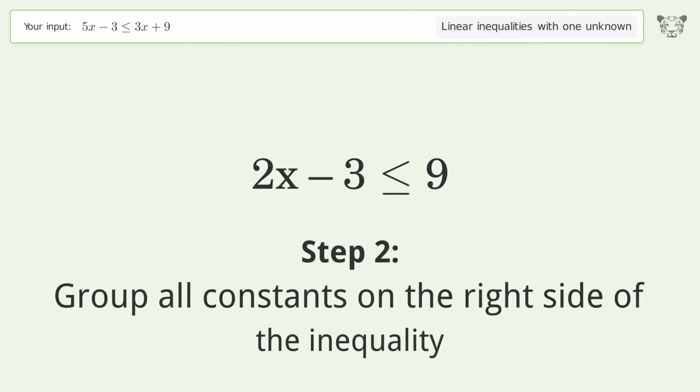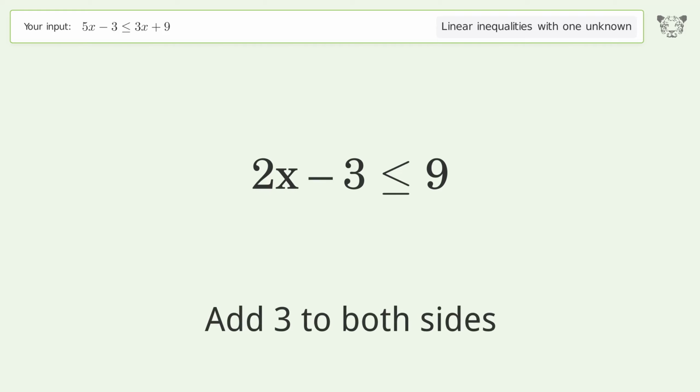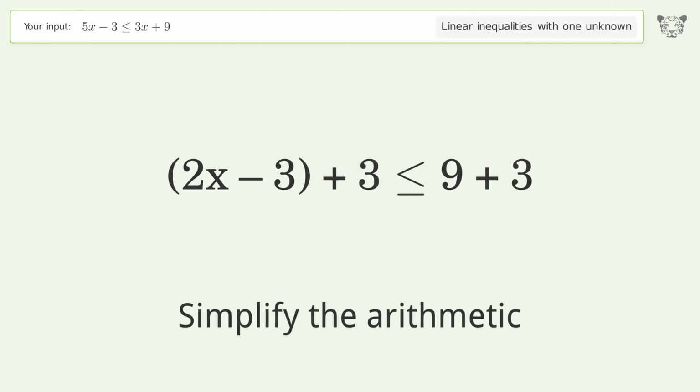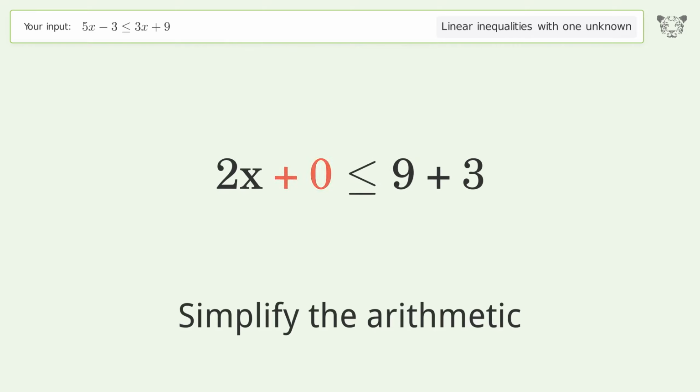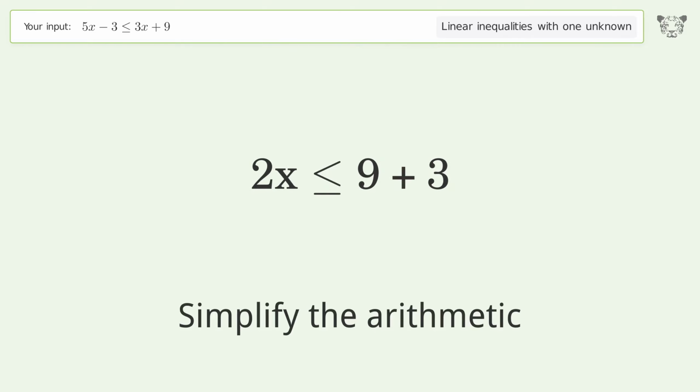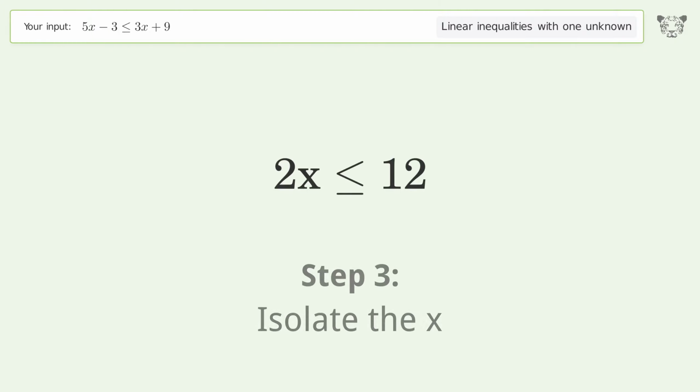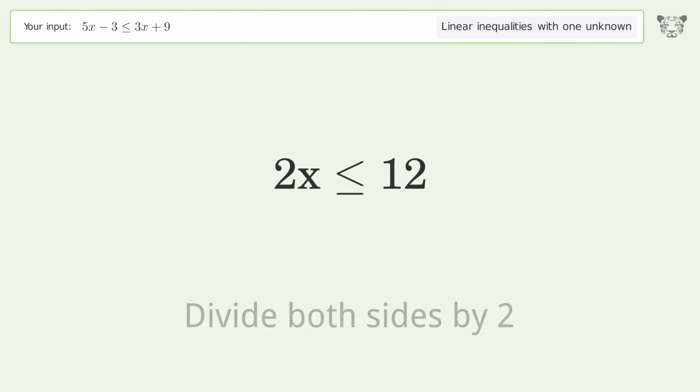Group all constants on the right side of the inequality. Add 3 to both sides. Simplify the arithmetic. Isolate the x. Divide both sides by 2.